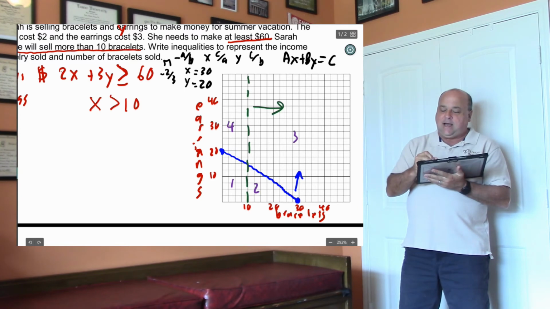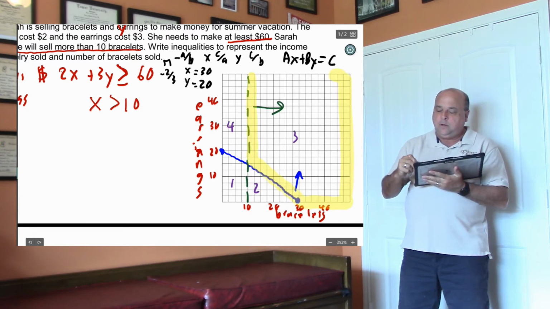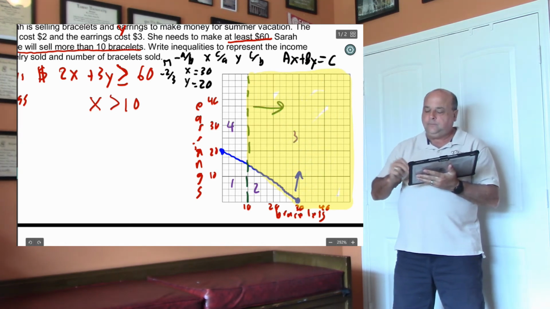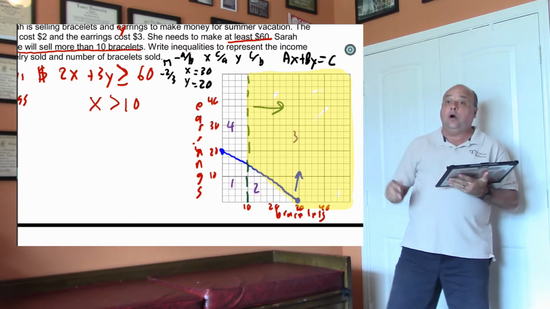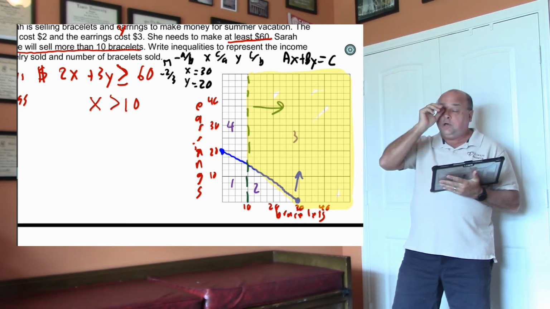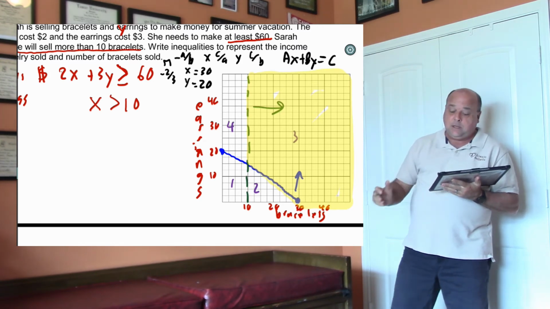Okay, so if you have a highlighter, you could shade that whole part in, right? So everything in here would work with it. Okay? So all the parts, in all the ordered pairs in part 3, you're going to have more than 60 bucks and you're going to sell more than 10 bracelets.